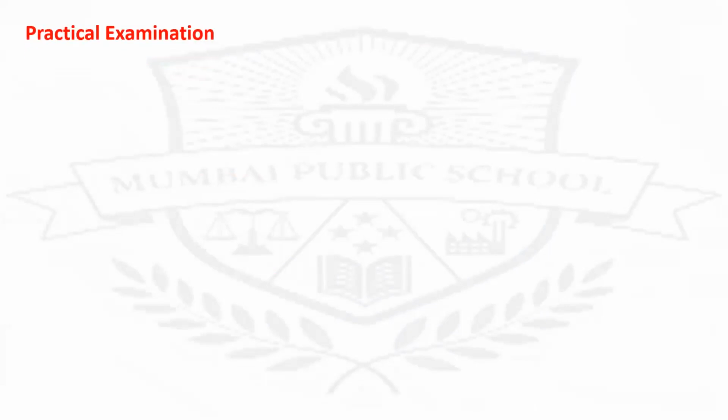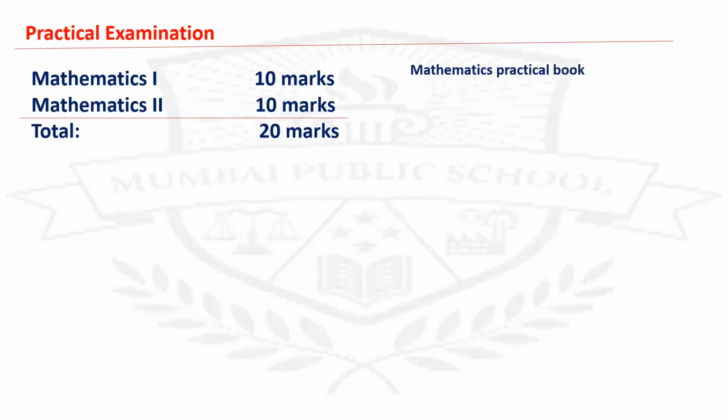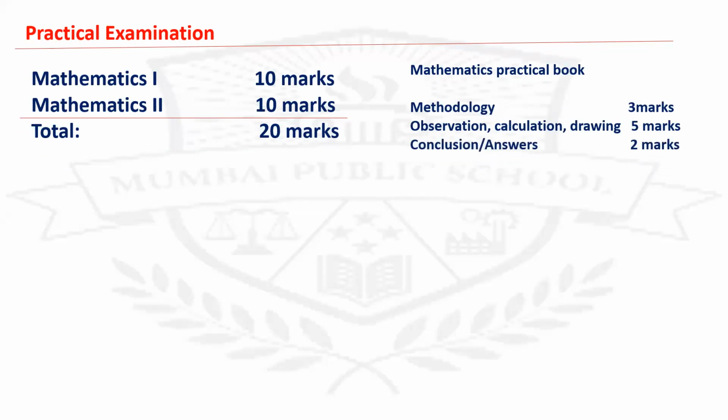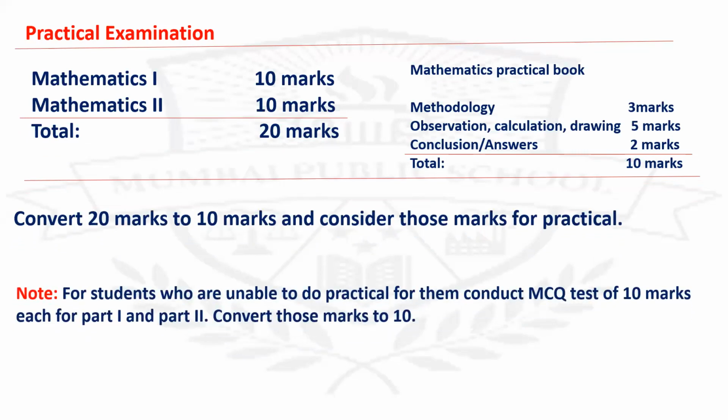You've got practical examination. Mathematics 1, 10 marks. Mathematics 2, 10 marks. Total 20 marks. Now this practical book, for methodology, you have got 3 marks. Observation, calculation, drawing, you have got 5 marks. Conclusion and answers, you have got 2 marks. Total 10 marks. Convert 20 marks to 10 marks and consider those marks for practicals. Notes: for students who are unable to do the practical, conduct MCQ test of 10 marks each of part 1 and part 2. Convert those marks to 10.